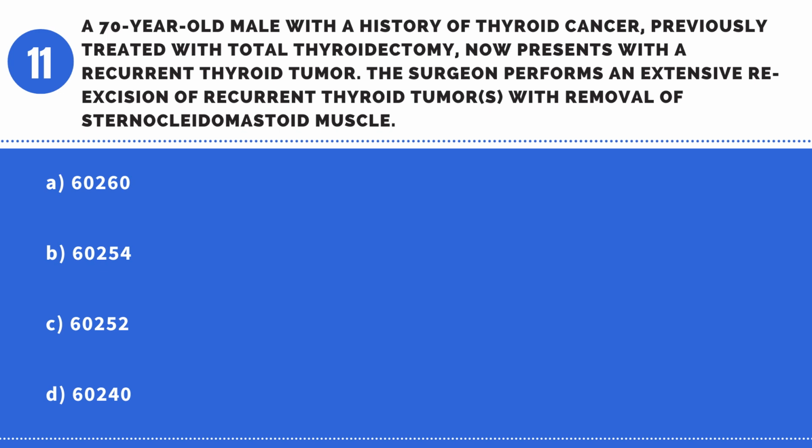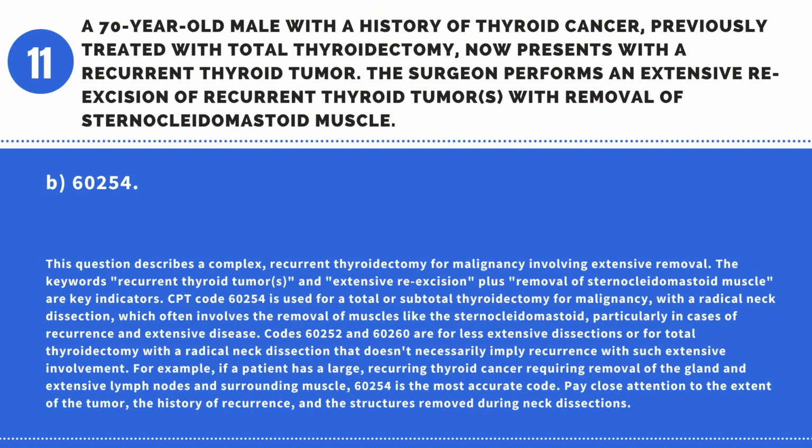Question 11. A 70-year-old male with a history of thyroid cancer, previously treated with total thyroidectomy, now presents with a recurrent thyroid tumor. The surgeon performs an extensive re-excision of recurrent thyroid tumor, with removal of sternocleidomastoid muscle. A. 60260. B. 60254. C. 60252. D. 60240. Answer B.